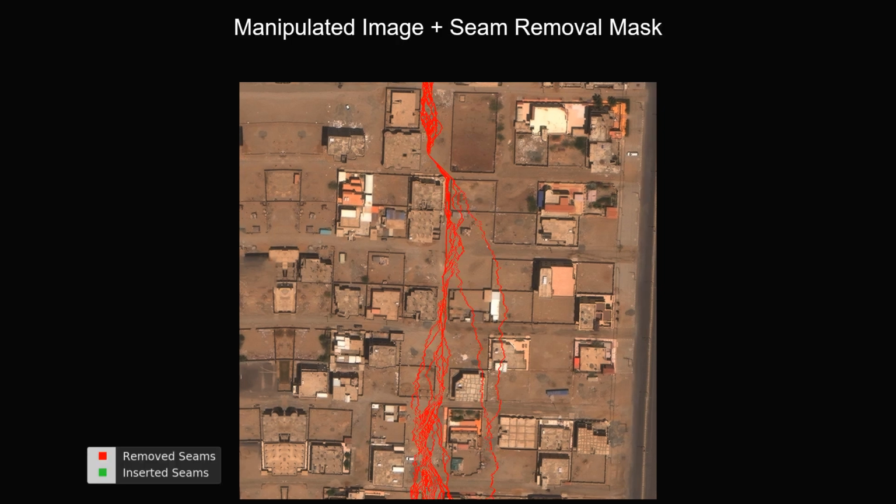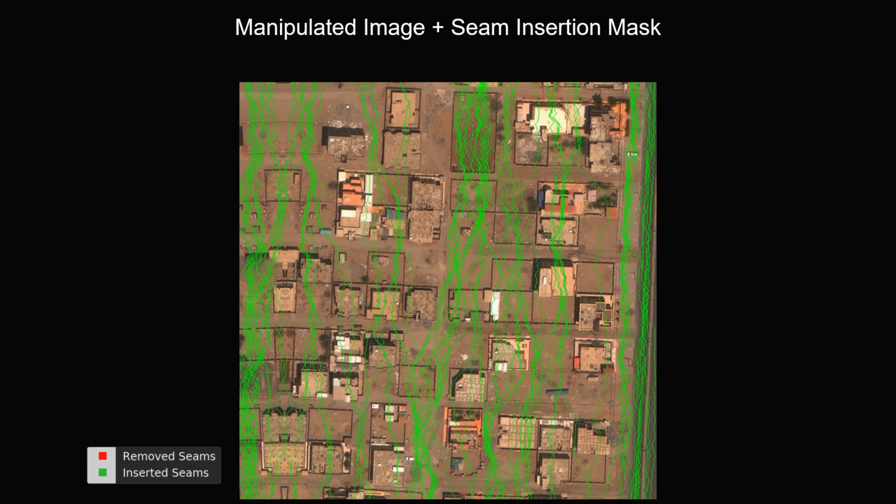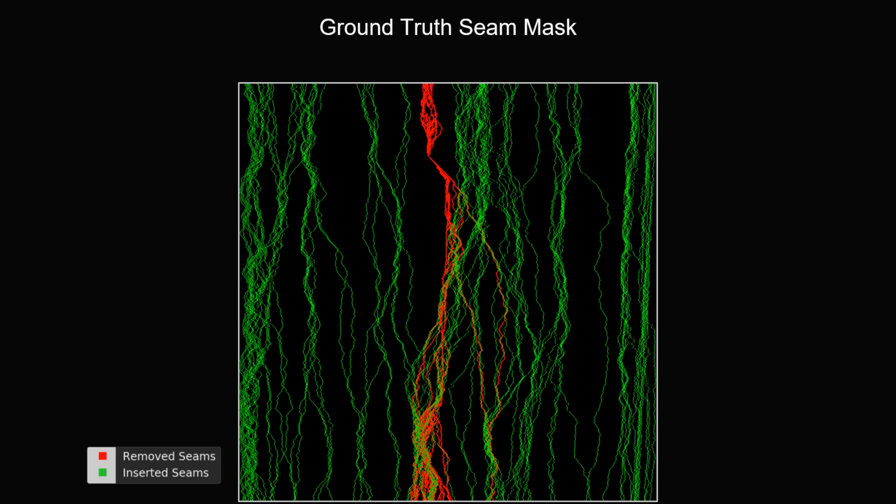This is the manipulated image overlaid on the seam removal mask, which indicates the regions of the image that are prone to seam removal. Here we are showing the manipulated image overlaid on the seam insertion mask, which indicates the regions of the image that are prone to seam insertion. Here is the actual ground truth seam mask.